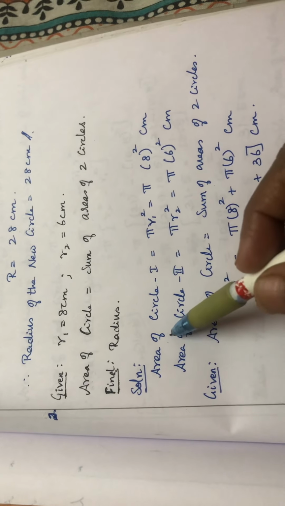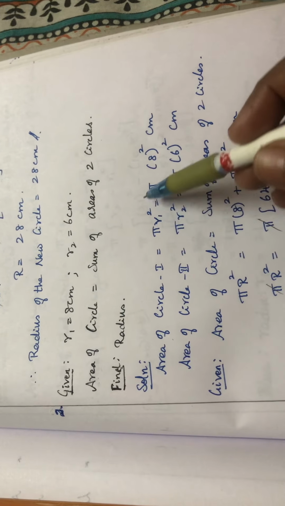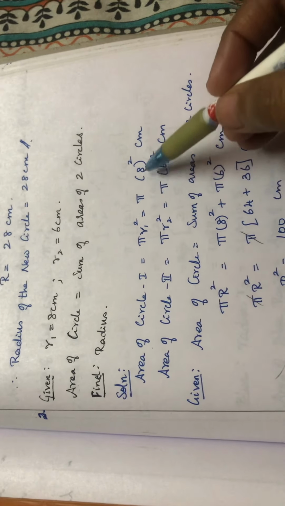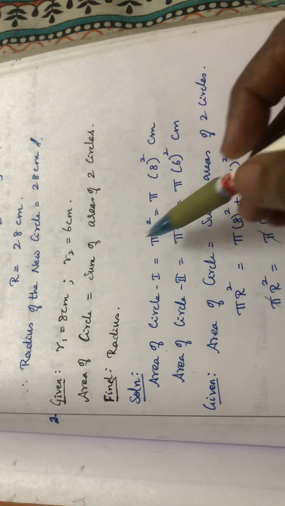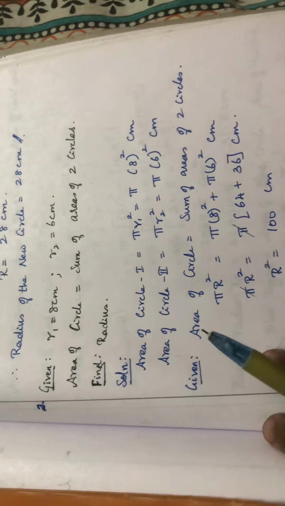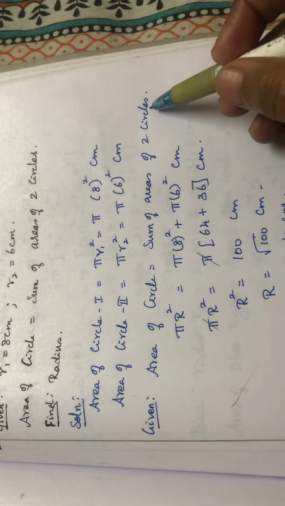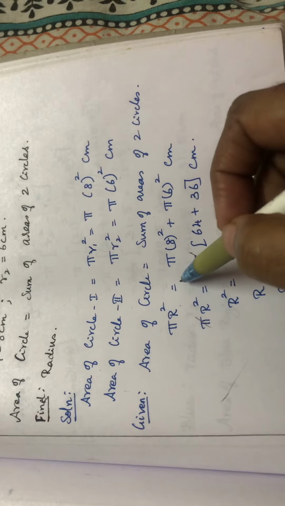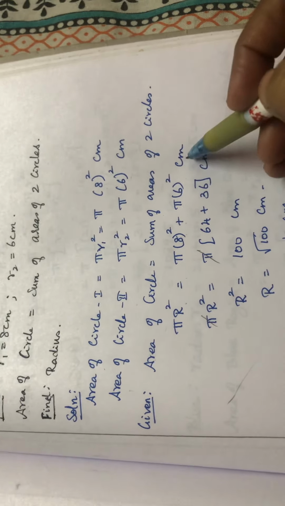Solution. Area of the circle, what is the formula? Pi r square. So the area of the first circle is pi r1 square, where r1 value is 8, so I am substituting pi 8 square centimeter. Next, the area of the second circle is pi r2 square. R2 value is 6, so pi into 6 square centimeter. The statement given here is that the area of the circle is equal to the sum of the areas of two circles. So the area of the circle is pi capital R square, equal to pi 8 square plus pi 6 square centimeter.